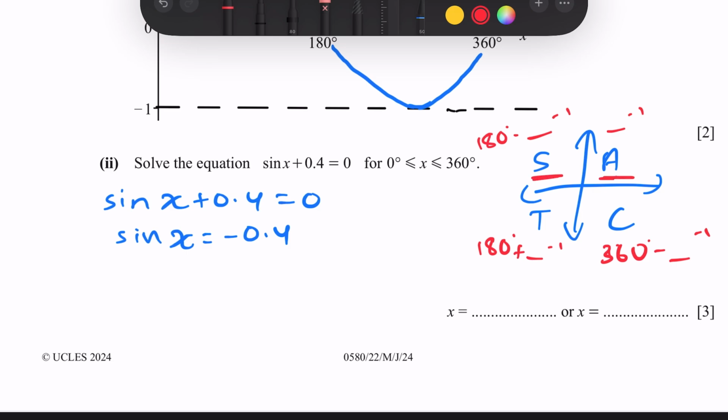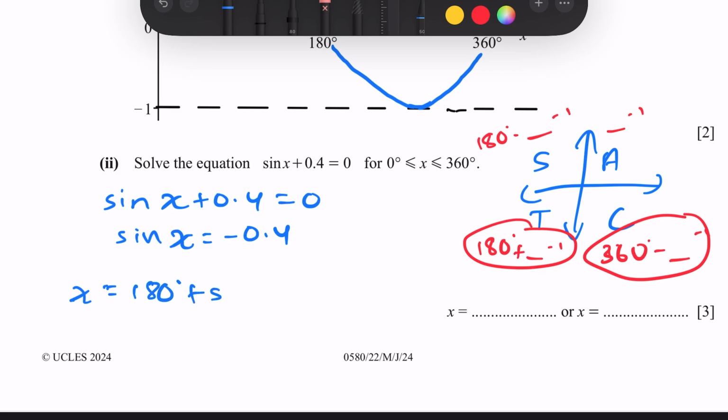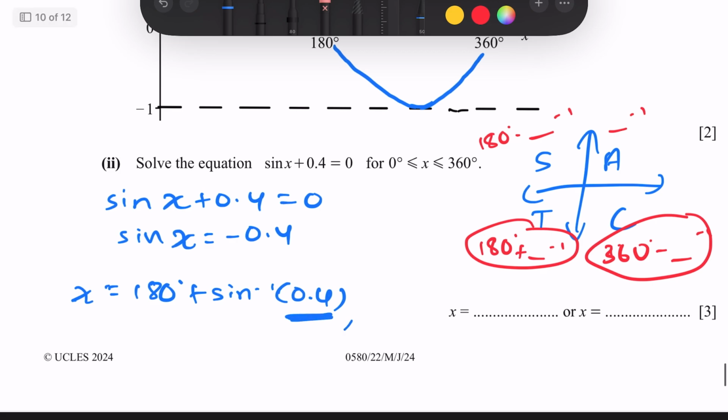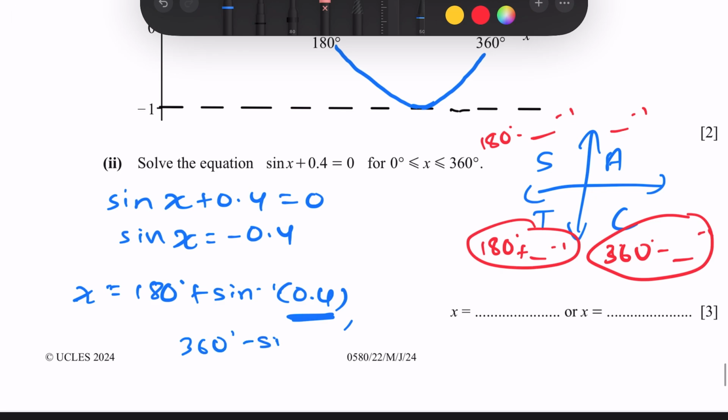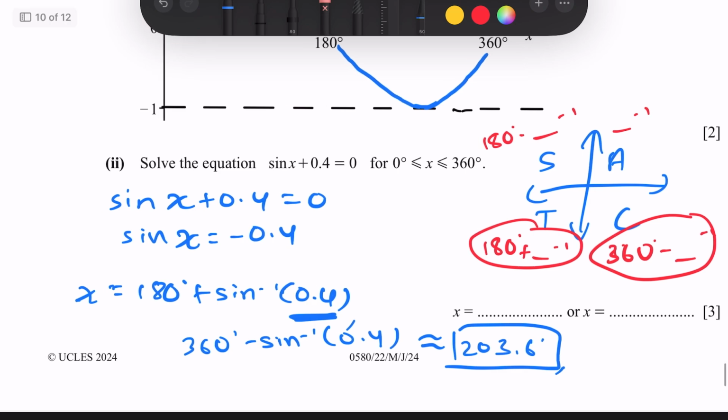Instead, take the two rules where there's no sine written essentially. So this rule and this rule. So x would be equal to 180 degrees plus sine inverse of +0.4, non-negative. So this number should include just the positive value, and 360 minus sine inverse of 0.4. Now when rounded to 1 dp, the two values are 203.6 and 336.4.